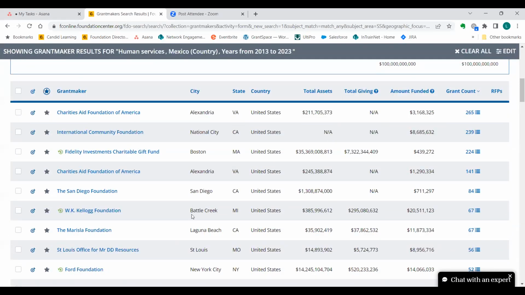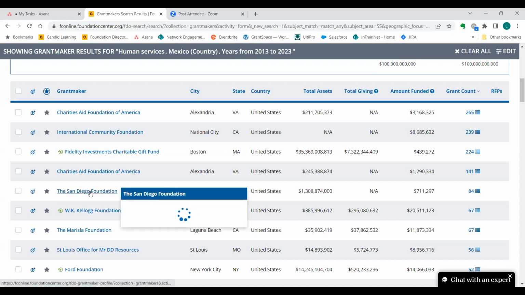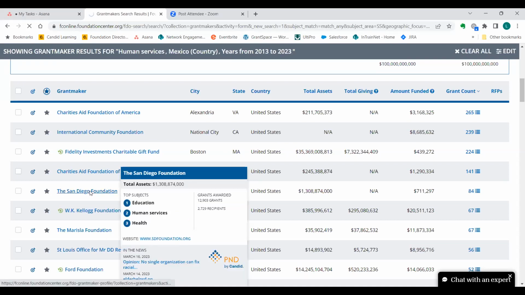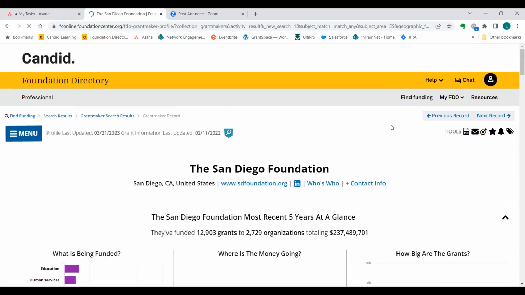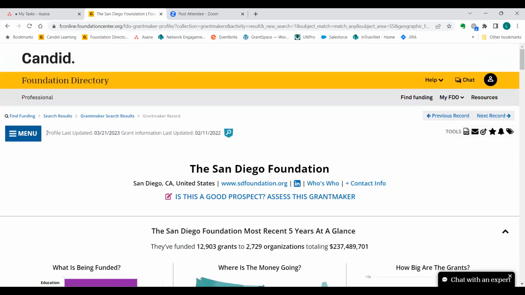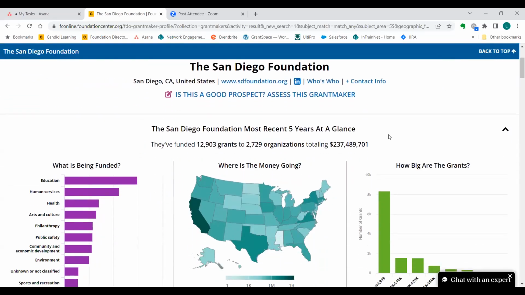And so you see grant makers from all over the US that have made those grants that have gone to foundations. So let's look at the information that is in these profiles. So for example, let's start with the San Diego Foundation. Okay, first of all, up here, I told you this is where you can see when the profile was last updated. So this one has had new information added just today. And then the grant information was last updated in February. So that tells you that this is very recent information.